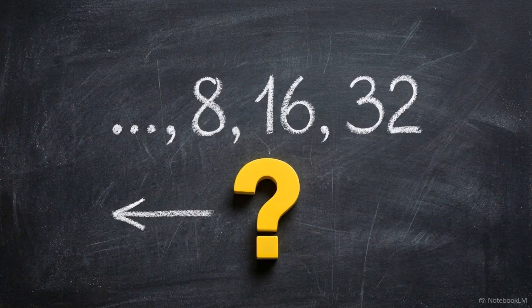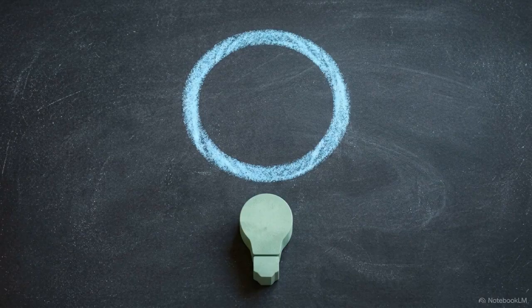Now, try this yourself. Given a GP sequence that ends in 32, find the 7th term from the end. Here is your hint. Figure out the total number of terms first. Pause the video now and solve it.